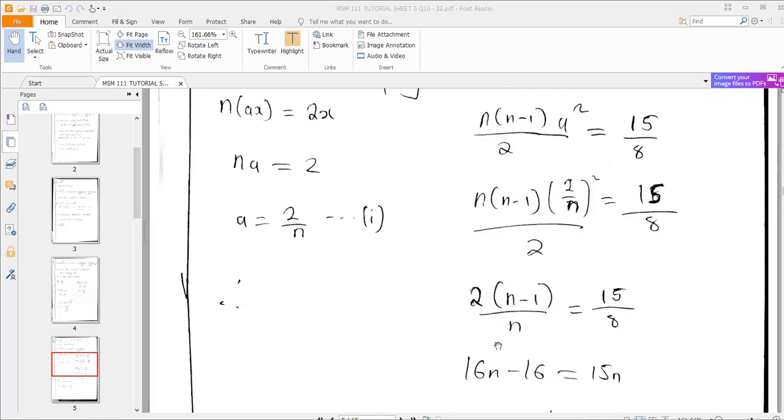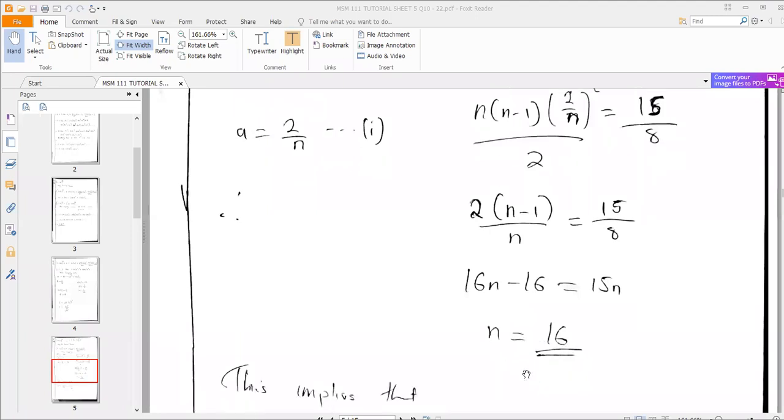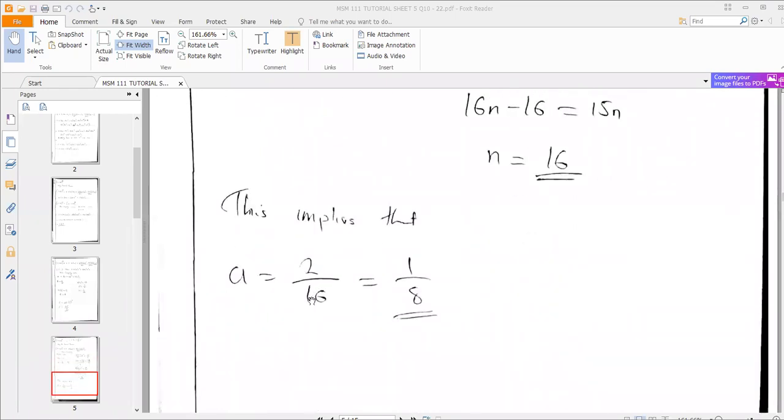Now, when you cross multiply, we have 16n minus 16 is equal to 15n. When you solve for n, you discover that this 15n comes inside to be 16n minus 15n. We're having n just, isn't it? Then the positive 16, when it comes inside, n is equal to positive 16. So since we know that n is equal to positive 16, we can find the exact value of a. We plug in 16 where there is n, and then we simplify this to be equal to 1 over 8. Hope it's clear now. We proceed.